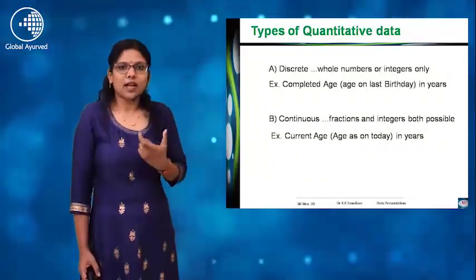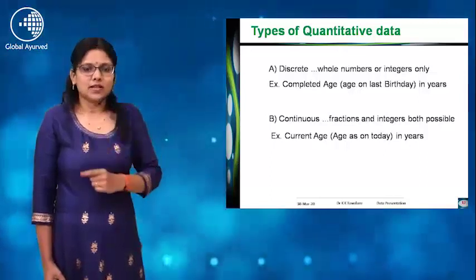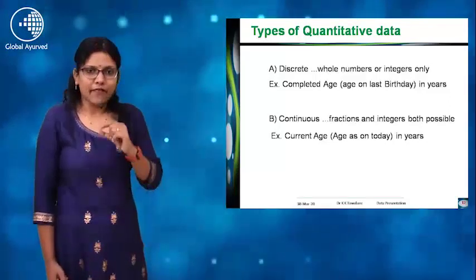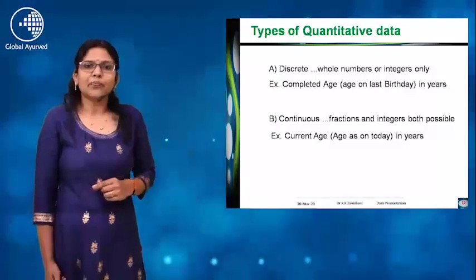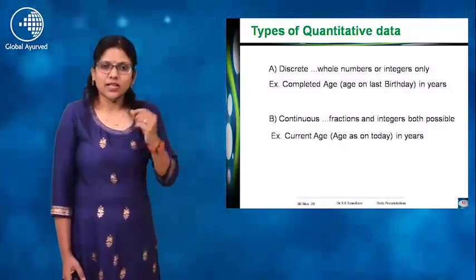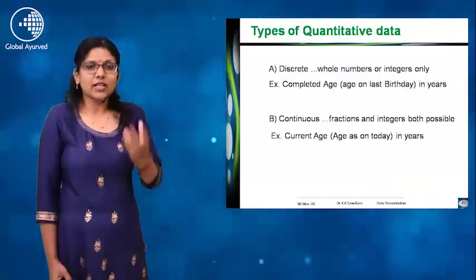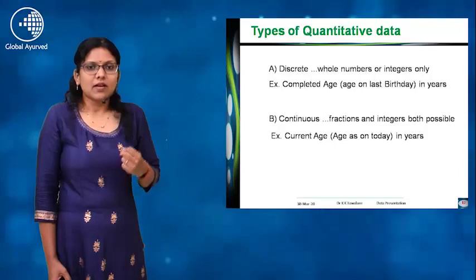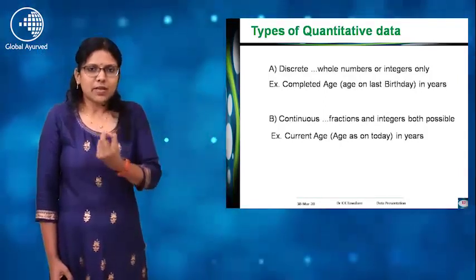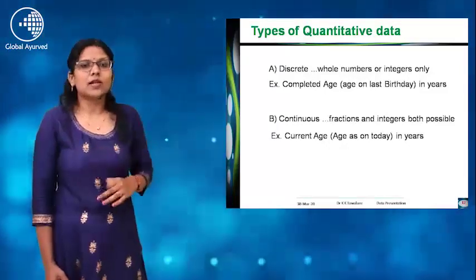Quantitative data types: first is discrete, means whole numbers or whole integers, and continuous means the data obtained in fractions or integers. The best example for discrete and continuous data is the complete age in years, means your age on your last birthday is your complete age. That must be a complete figure, 16 years, maybe 20 years. Such data is called discrete data.